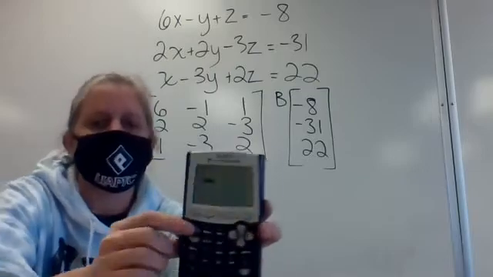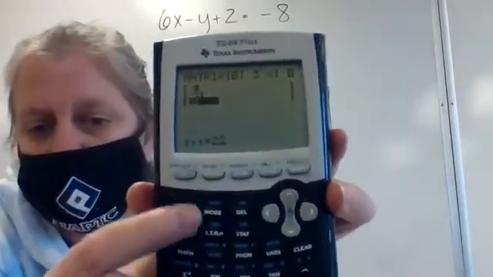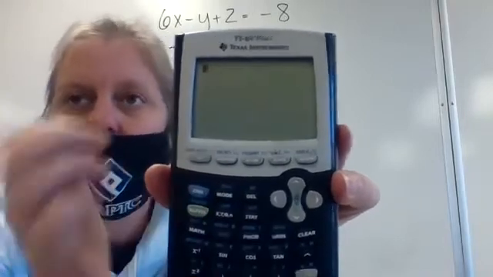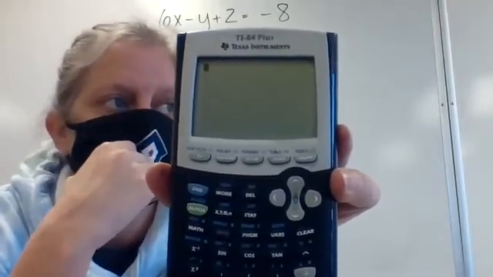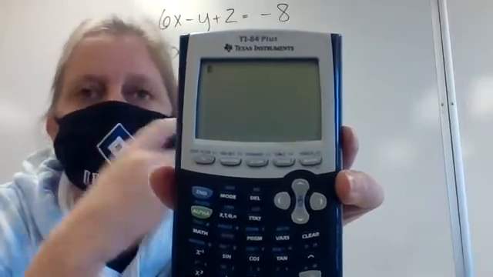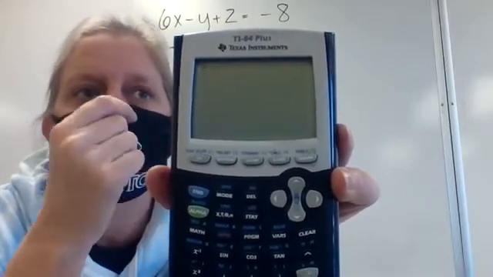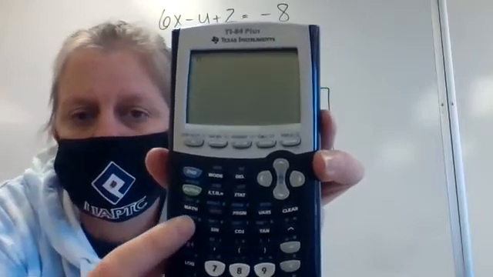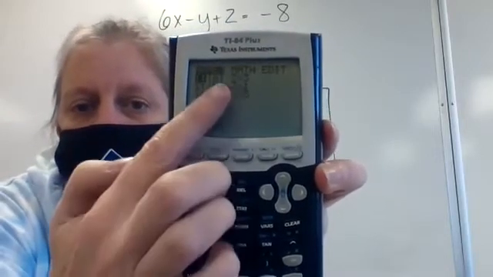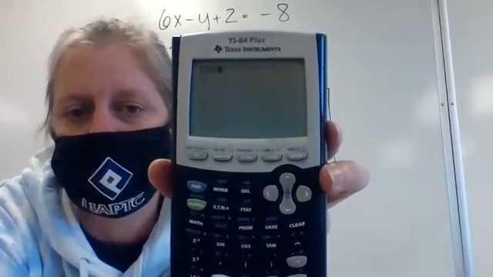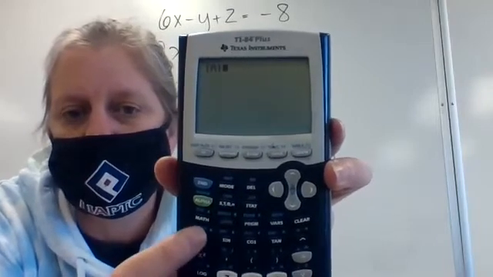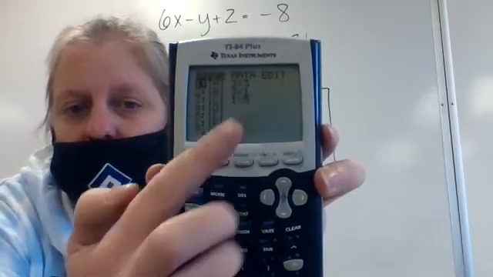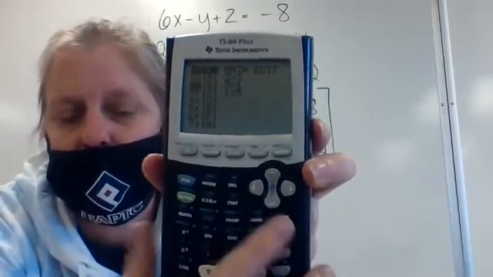Now you want to go to the home screen. So just hit your second button and then the mode button right next to it to get to your home screen. And now you want to do matrix A to the -1, matrix B. So second matrix A, so hit enter. Then hit the X to the -1 button, and then second matrix, go down to B. Enter.